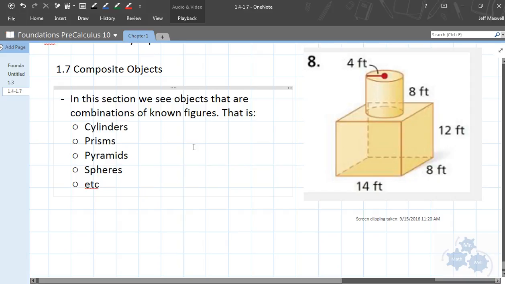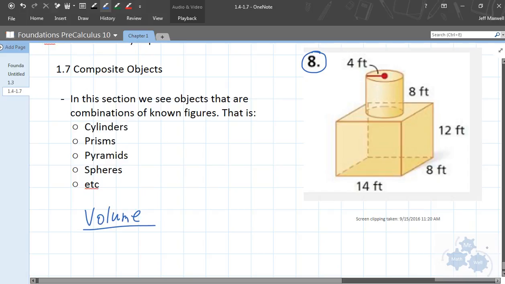And so this section is all about objects that are combinations of figures that we have talked about already, such as cylinders, prisms, pyramids, spheres, etc. Okay? And in the textbook they talk about volume and surface area, so I guess we could do both, really. So let's find the volume of this. Let's say this is number 8 here. Let's find the volume of this figure.